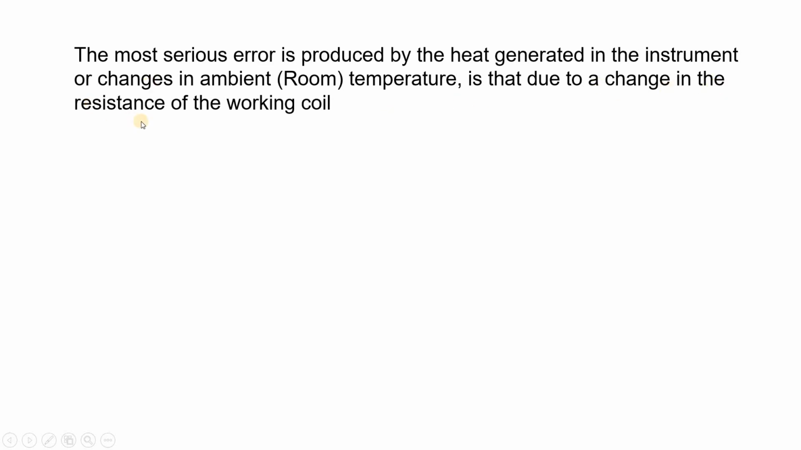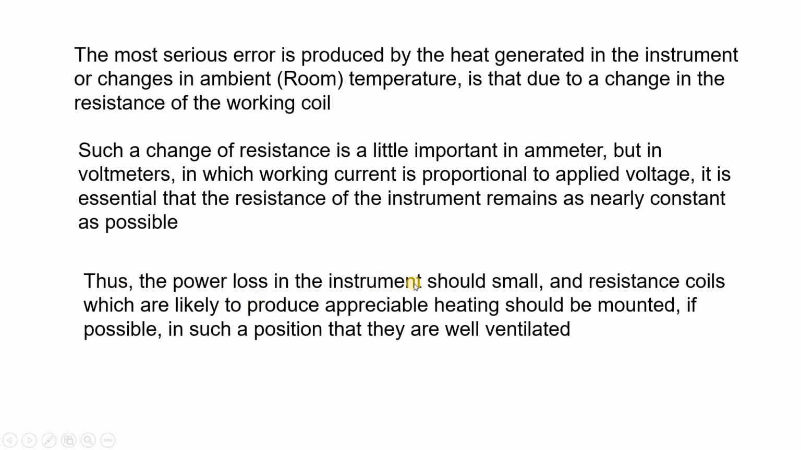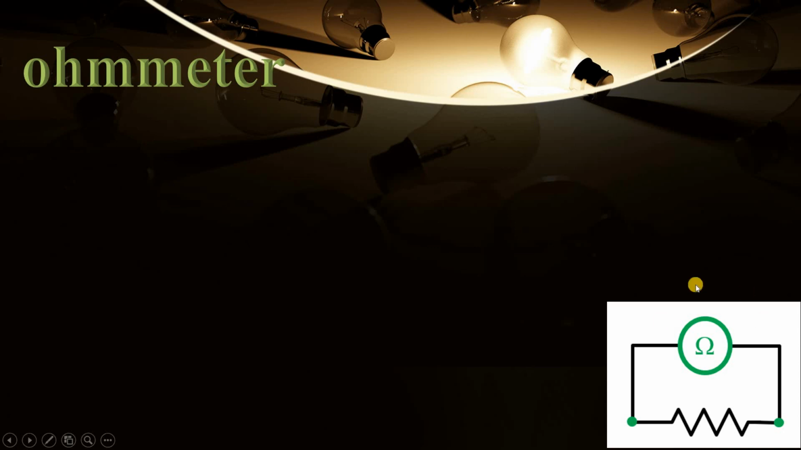Is that due to the changes in the resistance of the working coil? Such a change of resistance is very little in the ammeter, but in voltmeters, in which the working current is proportional to the applied voltage, it is essential that the resistance of the instrument remains as nearly constant as possible. Thus, the power loss in the instrument should be small, and resistance coils which are likely to produce appreciable heating should be mounted, if possible, in such a position that they are well ventilated. In order to eliminate the temperature errors, the working coil is wound with copper wire and is of comparatively low resistance.